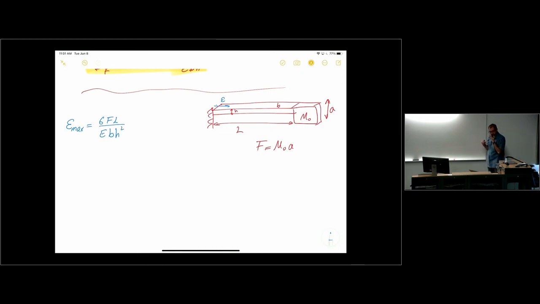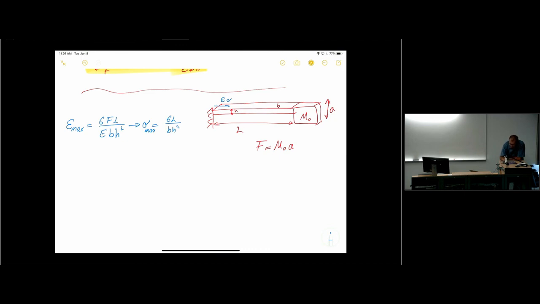Okay? And if I want to find sigma, so this is the sigma in this direction, right? Again, parallel to the surface as I push down the tip of the cantilever. Then sigma that I have is, so this is sigma max because it is at the surface and at the base of the cantilever. I just multiply that by E. So it's going to be 6L over BH squared.